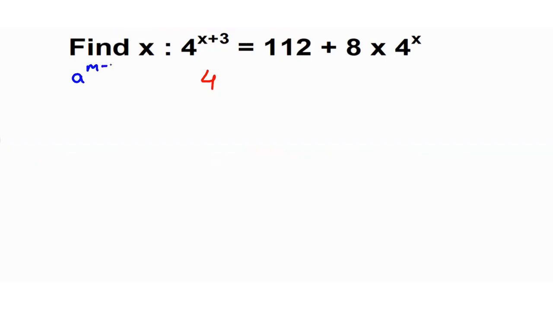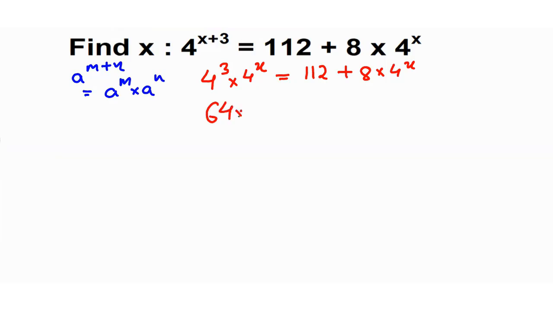a to the power m plus n can be written as a to the power m multiplied by a to the power n. We'll use the same formula here. So this would be 4 to the power 3 multiplied by 4 to the power x equals 112 plus 8 times 4 to the power x. Now this is going to come as 64 multiplied by 4 to the power x equals 112 plus 8 times 4 to the power x.